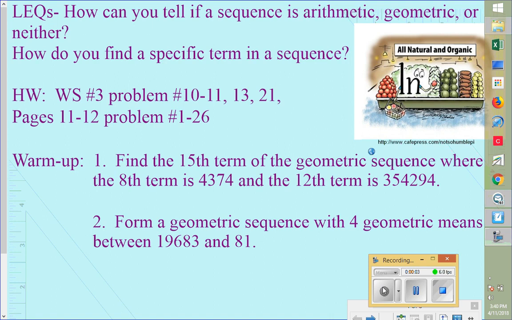This is day 3 of Unit 8. We started today with this warm-up. So take a couple minutes, pause the video, complete the warm-up, and then play to check your answers.